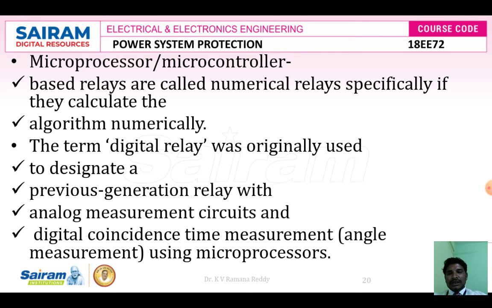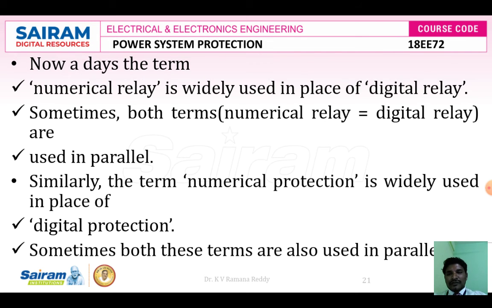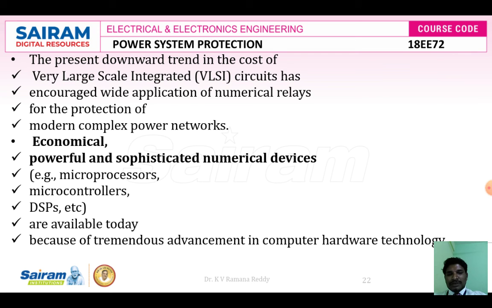Specifically, they calculate algorithms numerically. The term digital relay was originally used to designate a previous generation of relay with analog measurement circuits and non-digital coincidence time measurement, before microprocessors. Therefore, nowadays the term numerical relay is widely used in place of digital relay. So a numerical relay is also called a digital relay, and digital protection system, which are used in parallel. Similarly, the term numerical protection is widely used in place of digital protection. Sometimes these terms are used interchangeably because they have similar meaning.